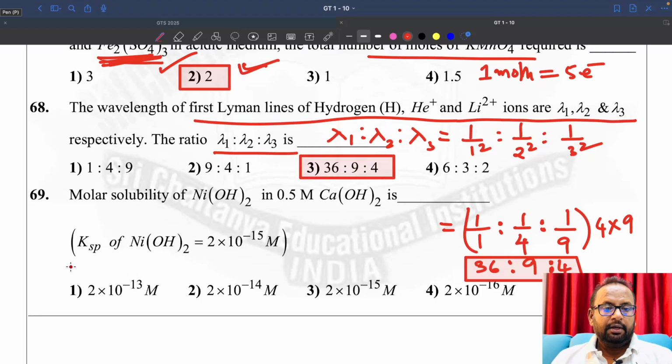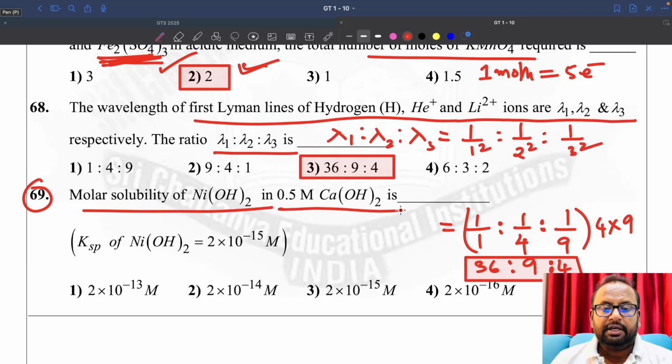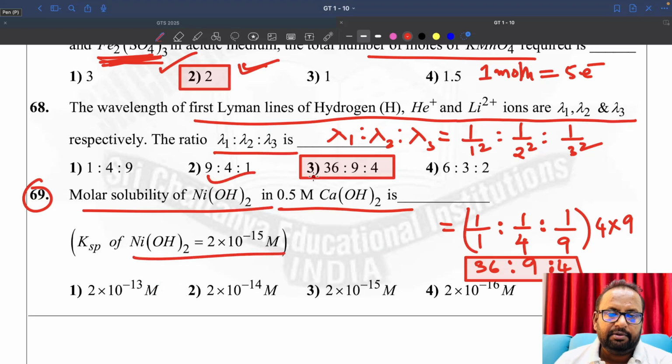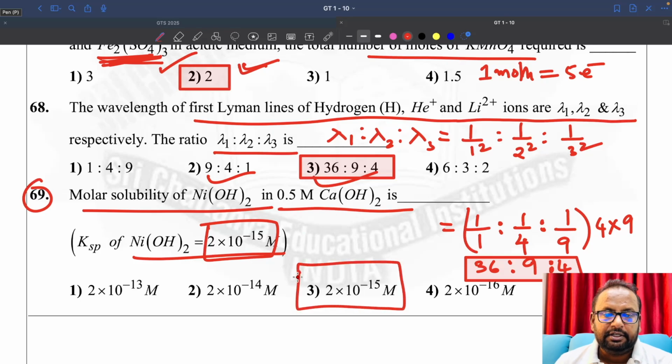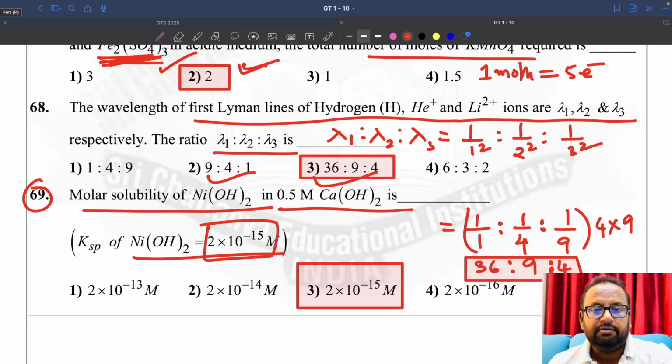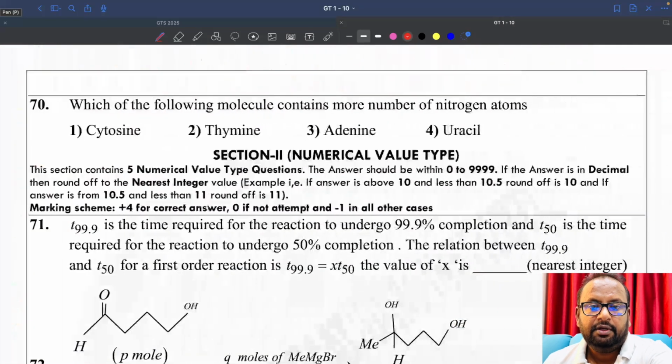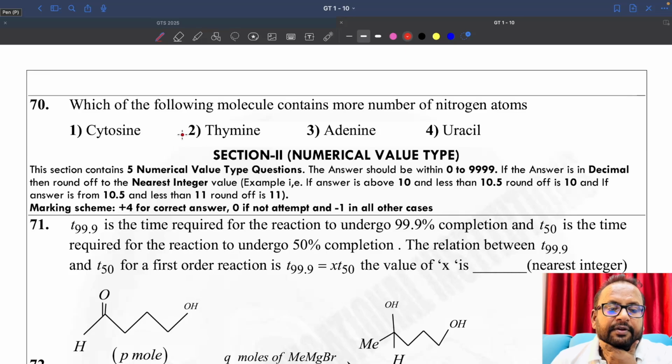Okay. Next, 69. The molar solubility of nickel hydroxide in 0.5 molar calcium hydroxide is, KSP is given as this much. So both of them are AB2 type. Nickel hydroxide should equal the KSP. So the answer for this question is exactly the same as nickel hydroxide and calcium hydroxide. Both have the same thing here. Yeah, next we'll move to the 70th question.